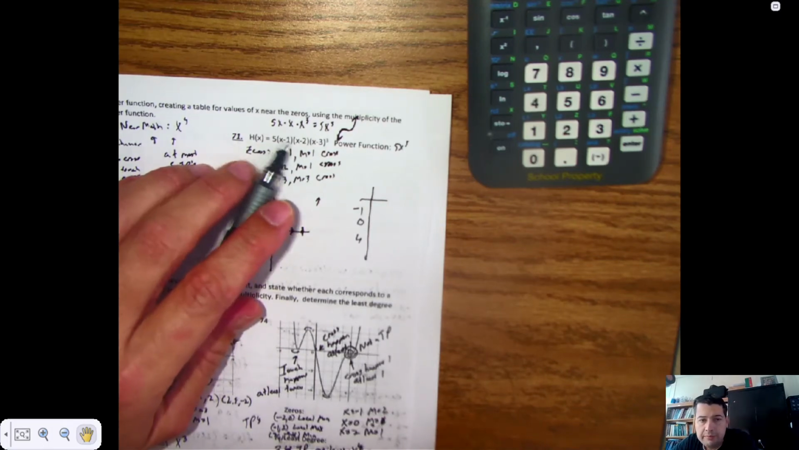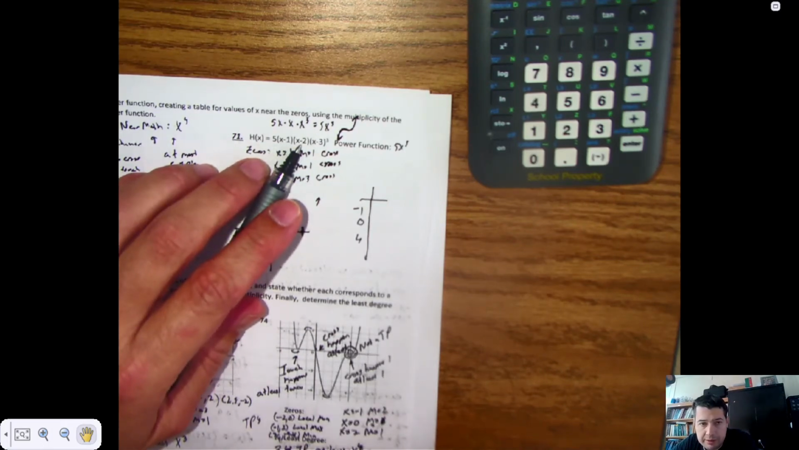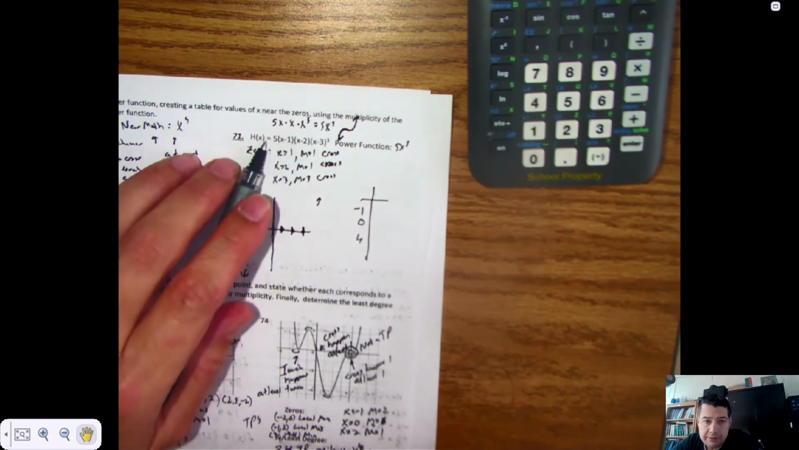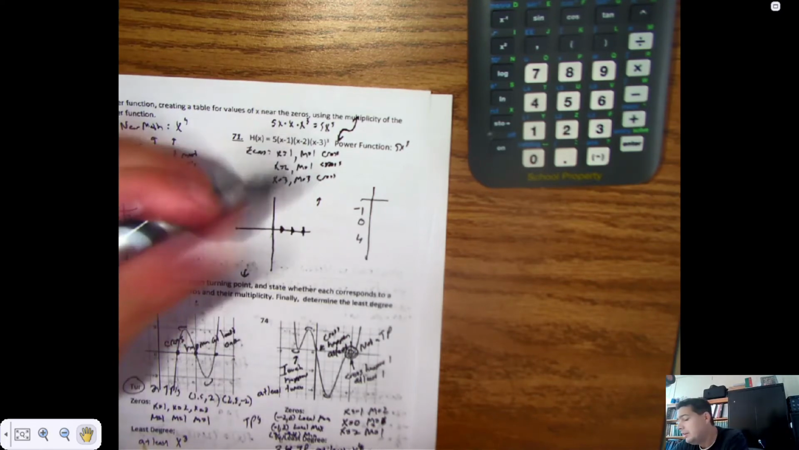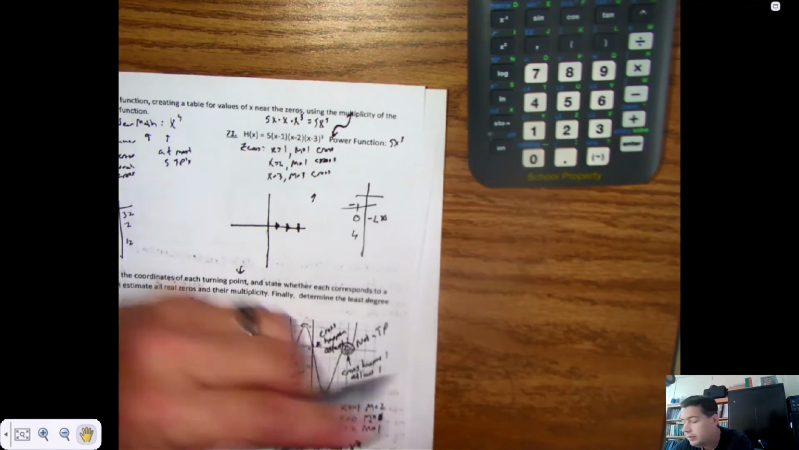That's going to be -1. That's going to be -2. That makes 2. Times 5 is 10, so I'm already pretty big. And a -3 cubed is going to be -27. So when I plug in a 0, I actually get -270. There is no reason to even worry about plugging in a -1.